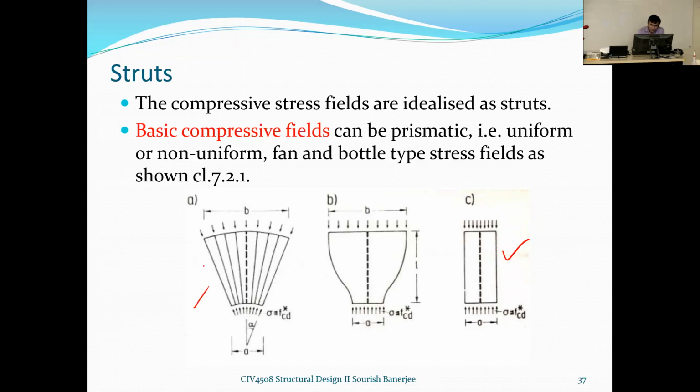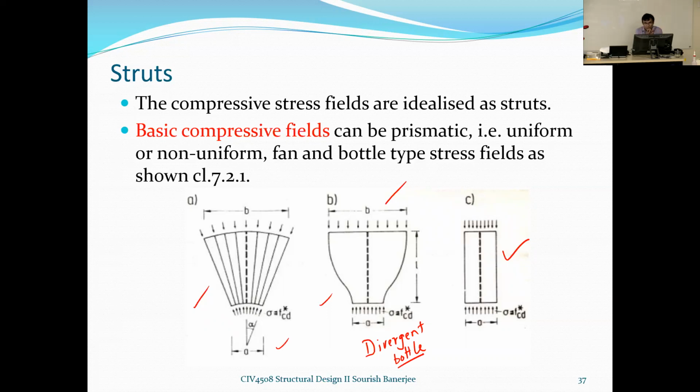This is the fan, where you can still consider that there is a divergence, but that divergence is not that significant as compared to the bottle. Because the bottle, if you look at it, is just like a water channel that is suddenly expanded. It is the same thing here. That's why this is called a highly divergent stress field. So this is the bottle, a highly divergent stress field, bottle type. And this is your fan.